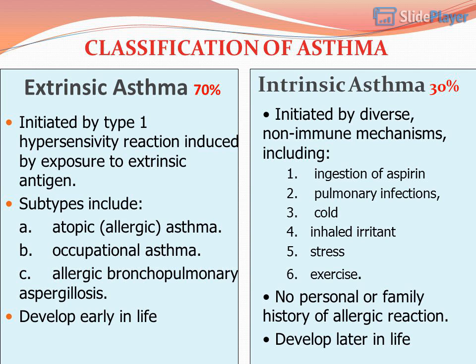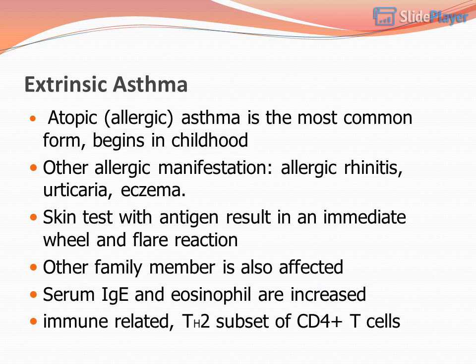Developed later in life. Extrinsic asthma is initiated by type 1 hypersensitivity reaction induced by exposure to extrinsic antigen. Subtypes include A. Atopic, allergic asthma. B. Occupational asthma. C. Allergic bronchopulmonary aspergillosis. Develops early in life. Atopic, allergic asthma is the most common form, begins in childhood. Other allergic manifestations: allergic rhinitis, urticaria, eczema.